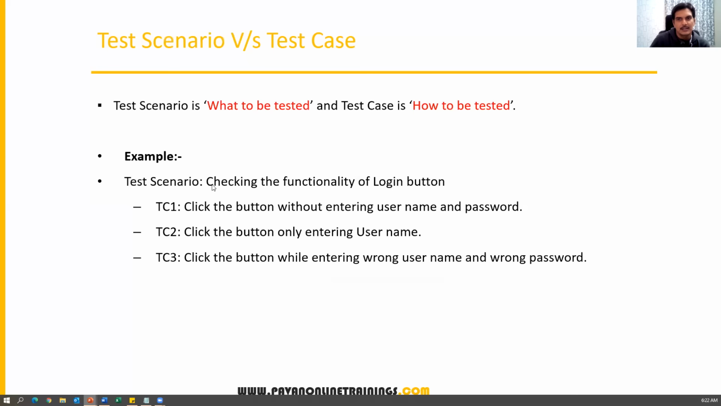For example, here this is my test scenario: checking the functionality of the login button. So that is a test scenario. And what are the test cases for that? Test case one: click the button without entering username and password. Click the button only entering the username. Click the button while entering wrong username and wrong password. So these are the different test cases we can write for one test scenario. This is a small example of test scenario versus test cases.